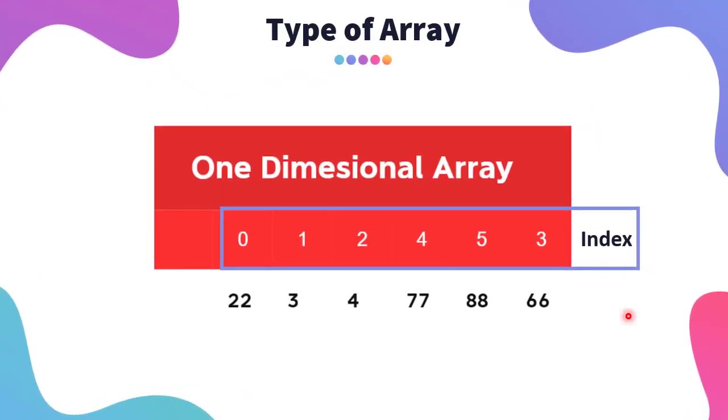So a one dimensional array when stored has these index values. That is, we have these elements 22, 3, 4, 77, 88 and 66. The index value always starts with 0. So that means this 22 has index value 0 and this can be used to access this element.